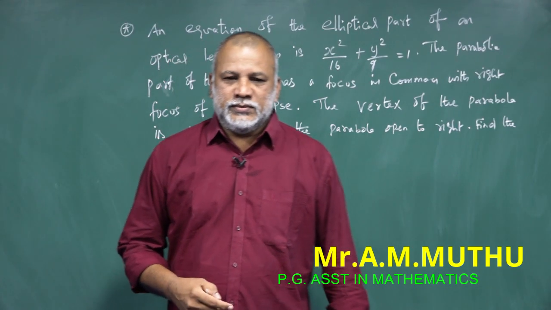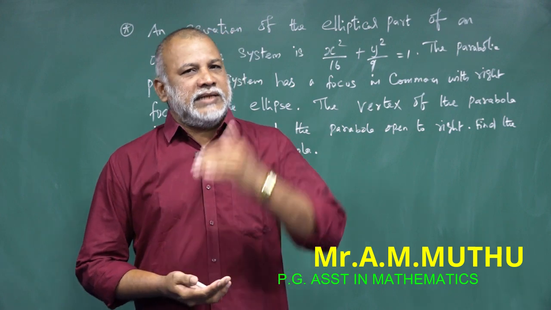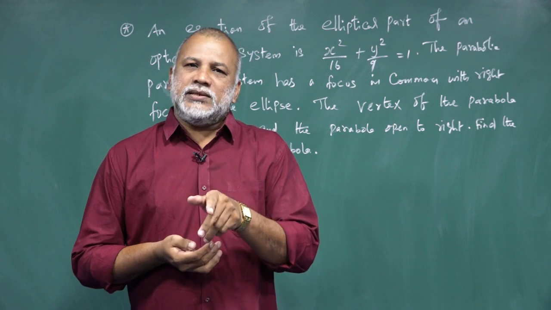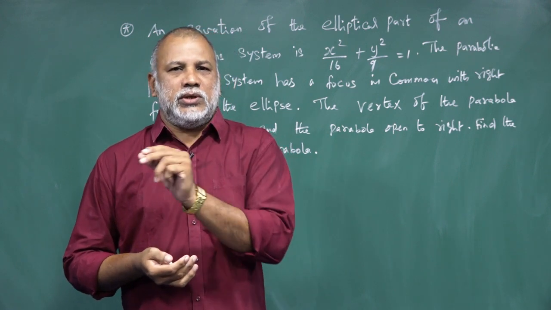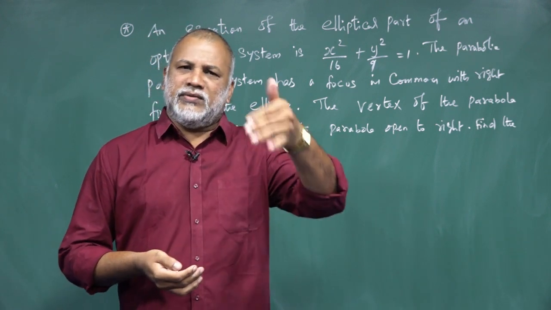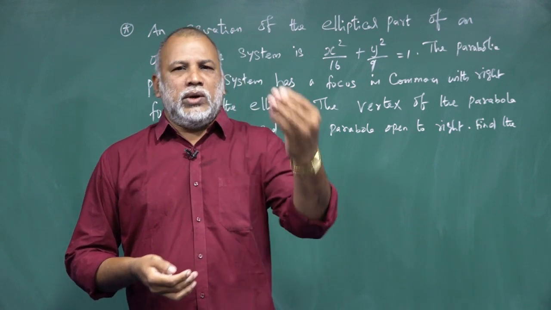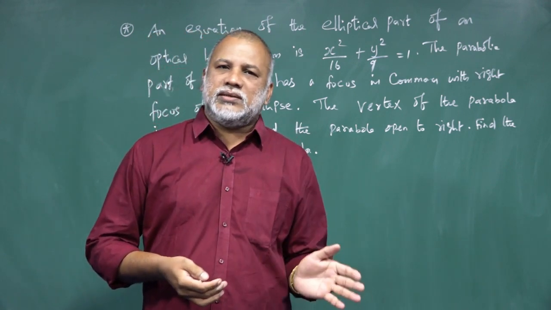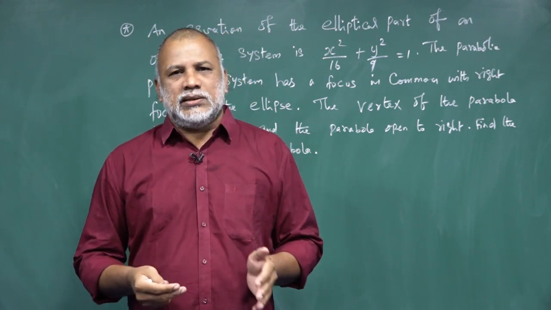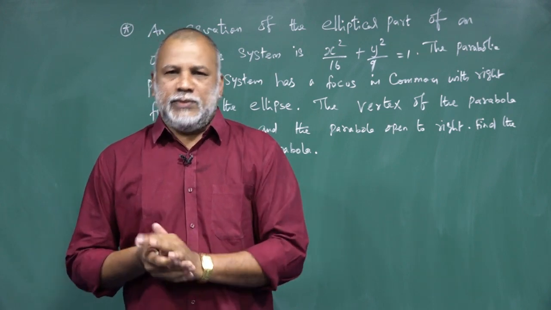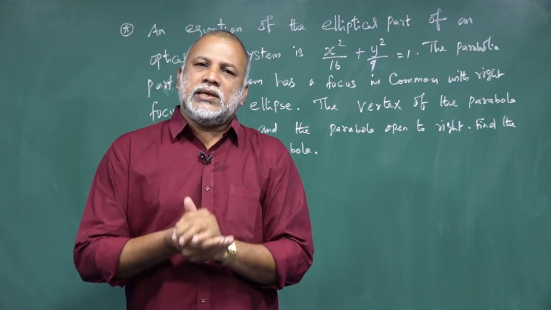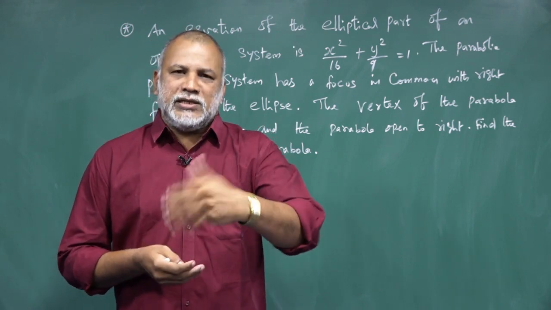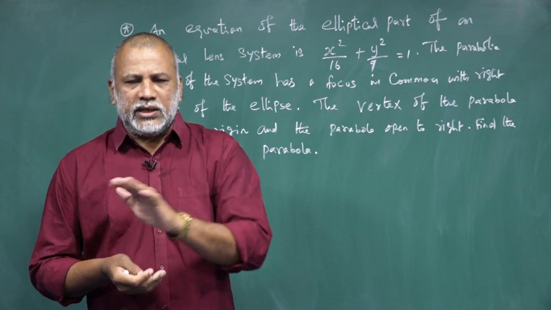Good morning, students. Already we discussed some standard results of the ellipse. The general equation of an ellipse is x squared by a squared plus y squared by b squared equal to 1, a greater than b. Already we discussed two types: one is major axis along x-axis, the other one is major axis along y-axis. So far we discussed all the results and all the problems based on ellipse. Today we are going to discuss some real life applications of an ellipse, that means practical problems based on ellipse.